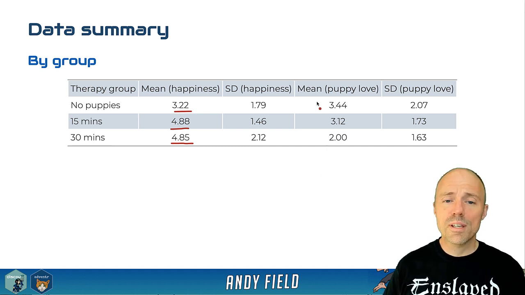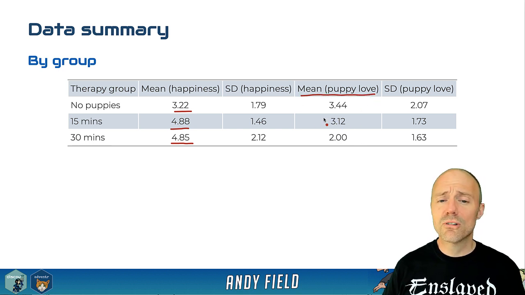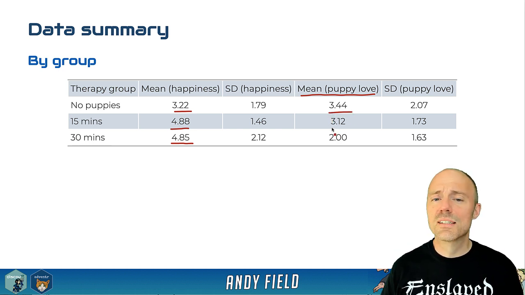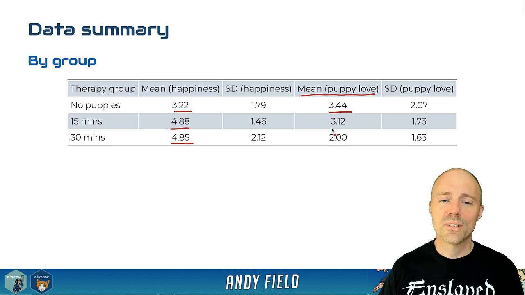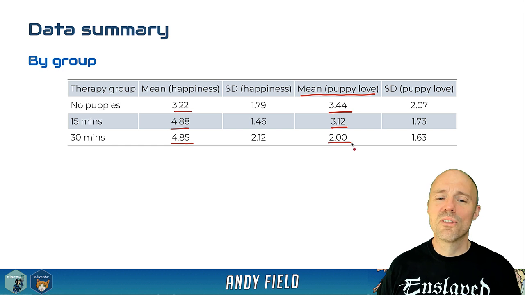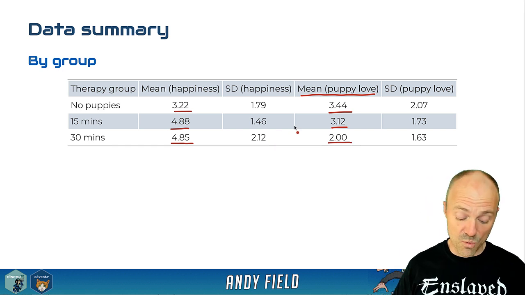We can see also the average levels of puppy love in the three groups, and they vary a bit across the groups as well. In our no puppy group, love of puppies is about 3. Remember, this is just a 7-point scale, so that's about halfway along the scale. It's about 3 in the 15-minute group. It's a bit lower in the 30-minute group, only coming out as 2.